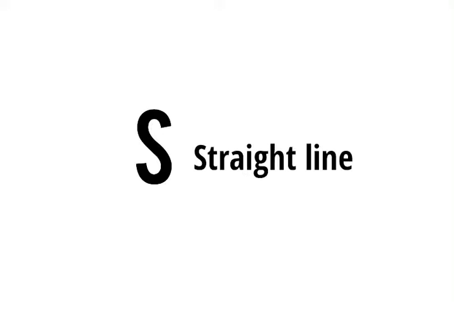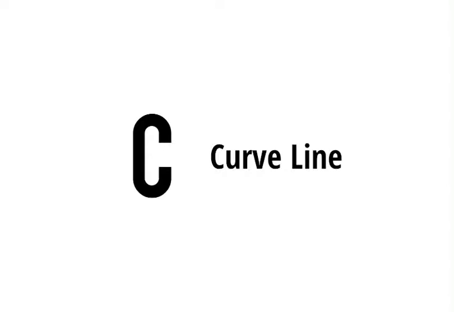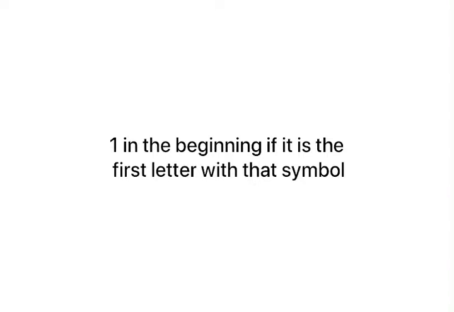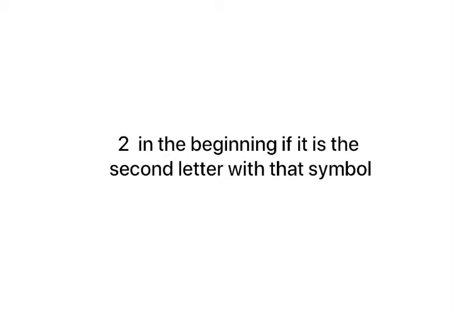Keep in mind that the symbol S stands for straight line and the symbol C stands for curved line. So we put number 1 in the beginning if it is the first letter with that symbol. You put number 2 in the beginning if it is the second letter with that symbol to mark the letter, and so on.